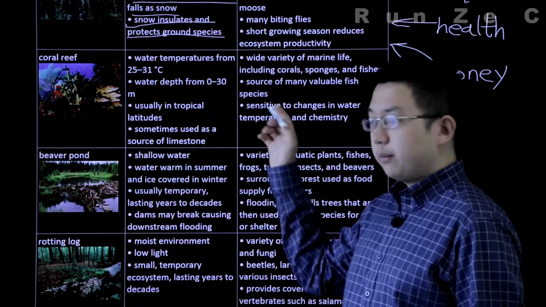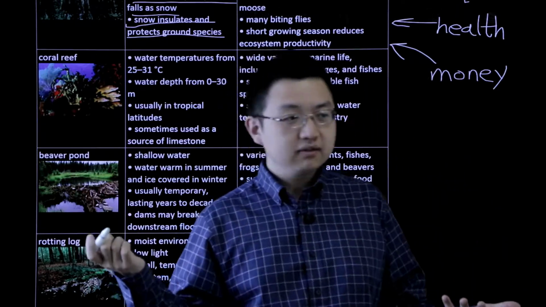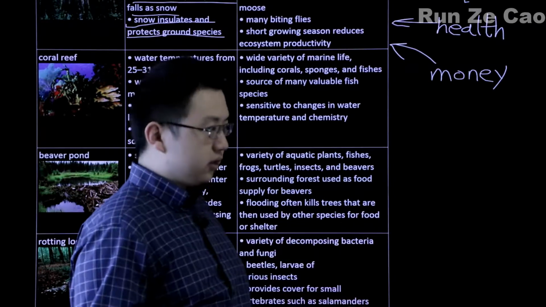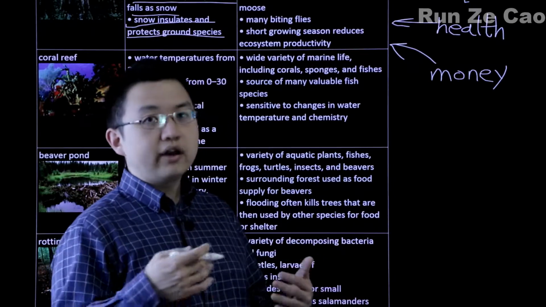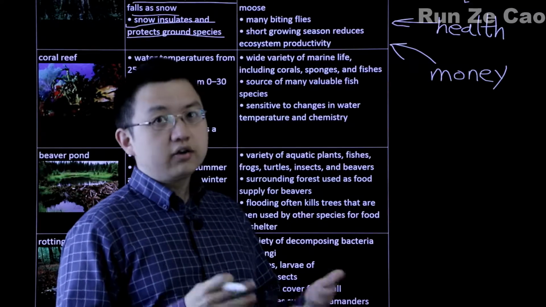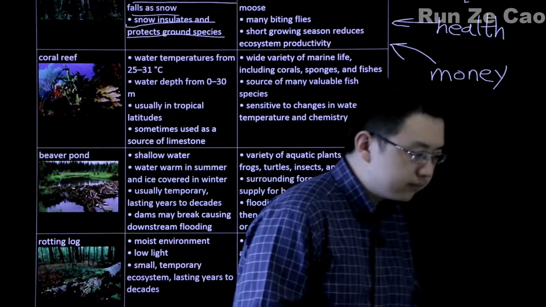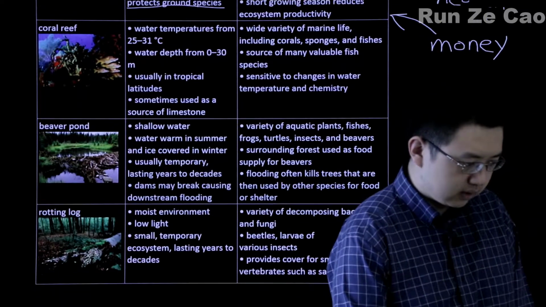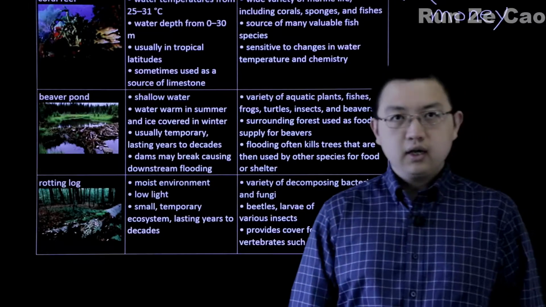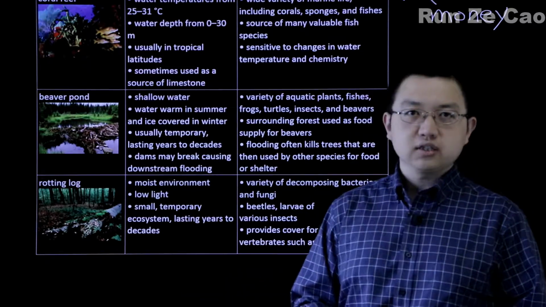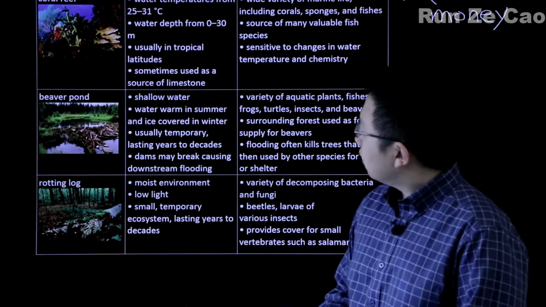So, source of many valuable fish species, money, right? We are studying this from a human perspective, so for biotic factors, we will count not only who's there, what's there, and so on, how much is there, we also count their worth. And of course, we should consider their sensitivity to changes, i.e., how stable they are in the face of human challenges, such as pollution. Here we have a beaver pond.